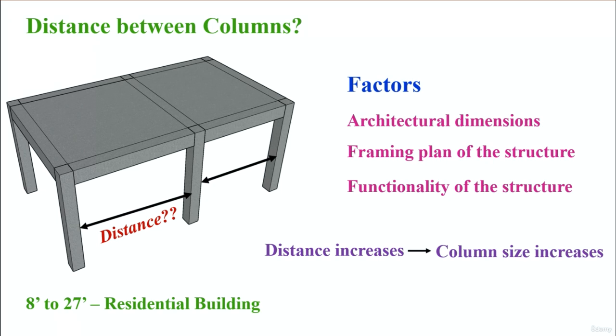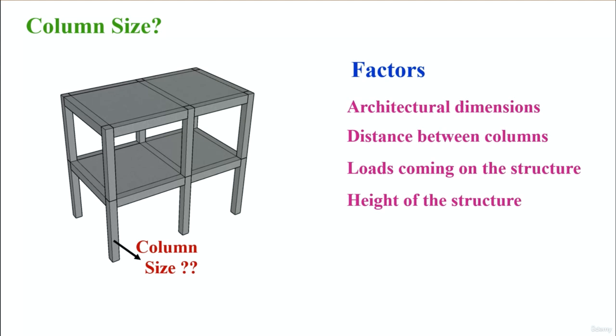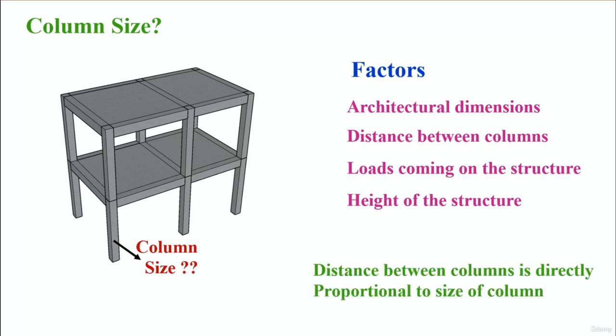In this way, the column size cannot be arrived at without proper analysis and design of the structure. Column size depends on the architectural dimension, distance between columns, loads coming on the structure, and height of the structure. If the height of the structure increases, that means the floor to floor height, and if the number of floors increases, then the size of the column will also increase. Distance between columns is directly proportional to the size of the column. So these are all the factors which decide the size of the column.